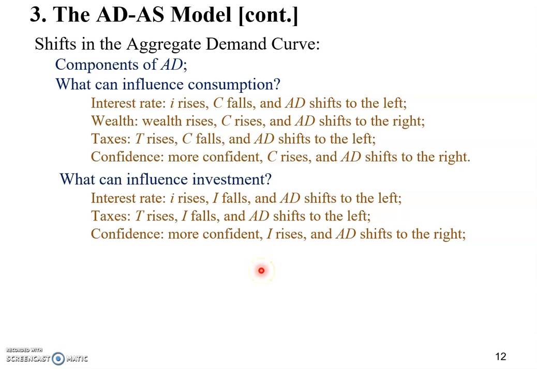And confidence still matters. Okay, expectations. If the investors are more optimistic about the future economy, they are going to invest more right now, okay, to meet the future increase in market demand. So the aggregate demand would shift to the right.